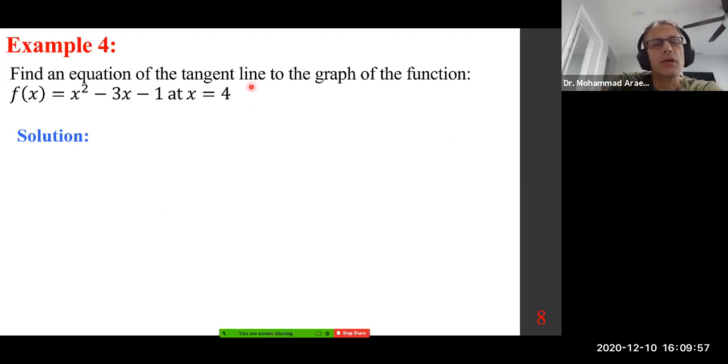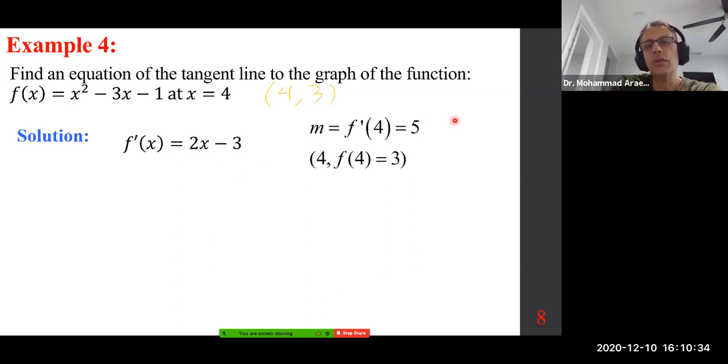The equation of a tangent line. So what do we need? Two things. We need a pair. So if you plug in 4 in here, 4 squared is 16, minus 3 times 4, 12, is 4, minus 1 is 3. So that's your pair. What else do you need? You need the slope. How do you find the slope? Differentiate, plug in. Now, please understand this is just a derivative function. What is the slope when you fix it at a given number, 4? 2 times 4 minus 3 is 5. So now we have the slope, we have the pair.